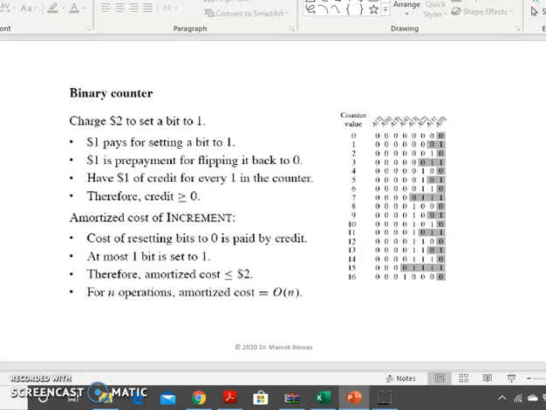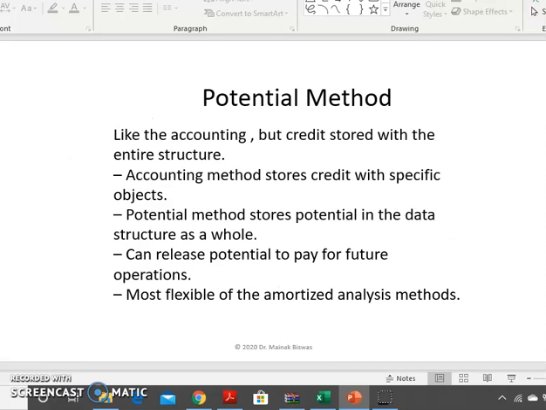Another very important method is the potential method. Like the accounting method, the credit is stored, but now it stores the credit for the entire structure, not a single operation. So the accounting method stores credit with specific objects. The potential method stores potential for the data structure as a whole. It can release the potential to pay for future operations. It is the most flexible of the amortized analysis methods.